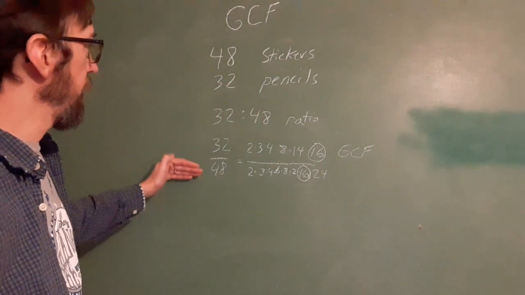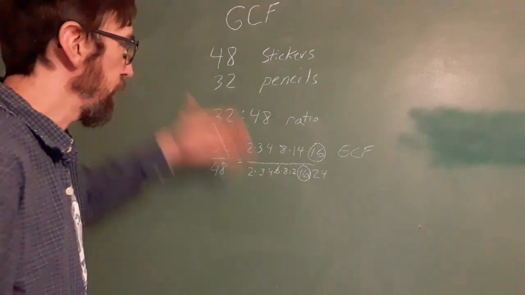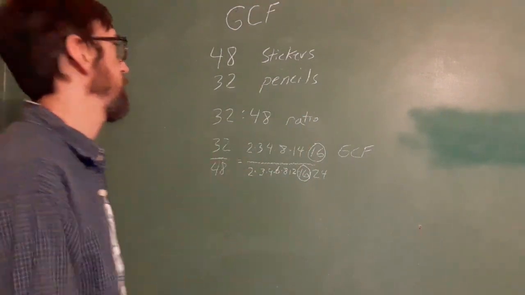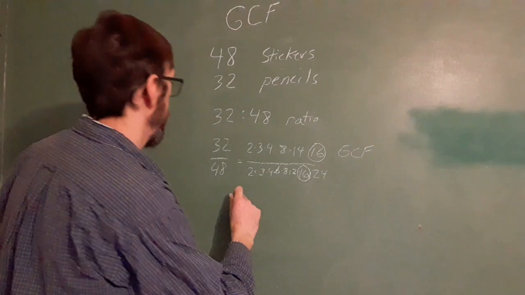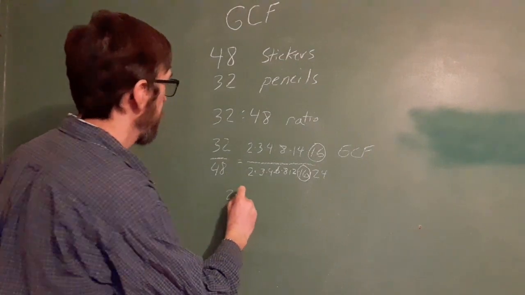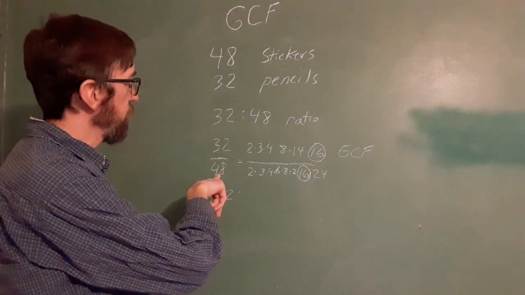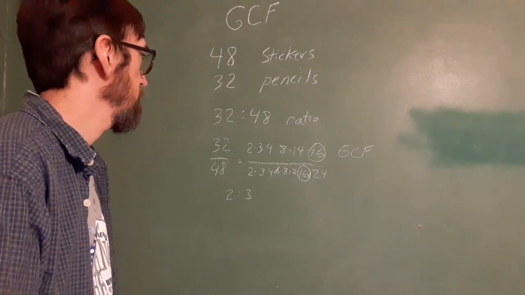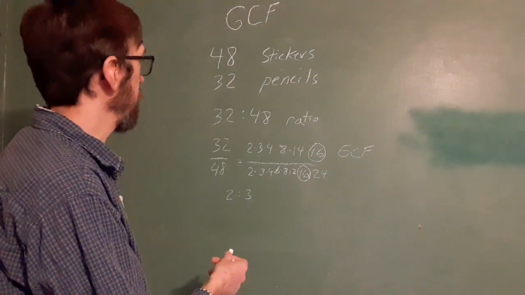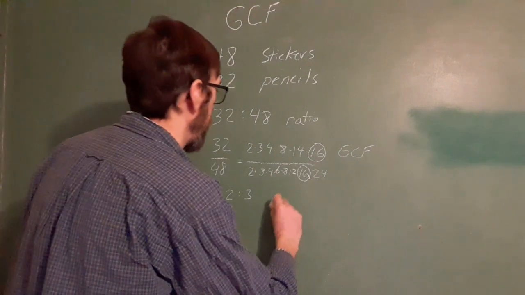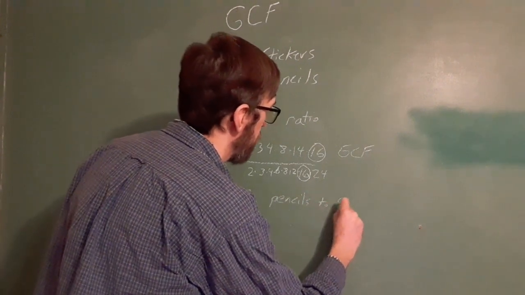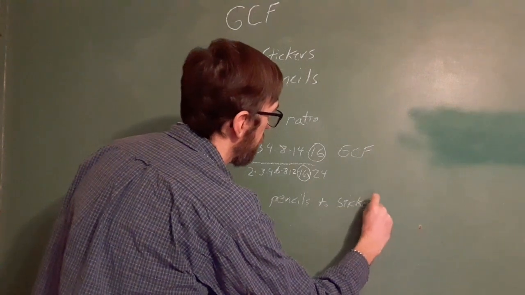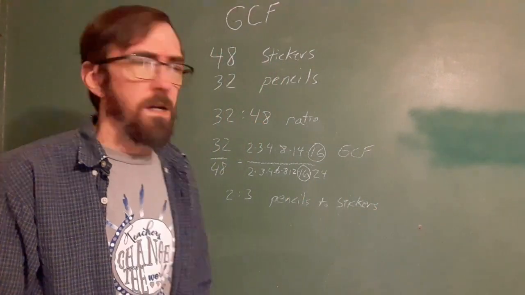So in this case, we have 16 is the greatest common factor. If we divide the numerator and the denominator by 16, we will have the reduced fraction. In this case, we will have the reduced ratio that we want. 16 goes into 32 2 times. And 16 goes into 48 3 times. This is the ratio of pencils to stickers that we want. So this is the ratio per bag.